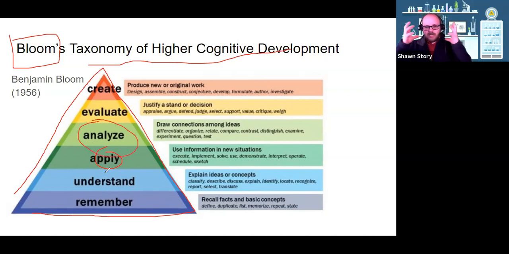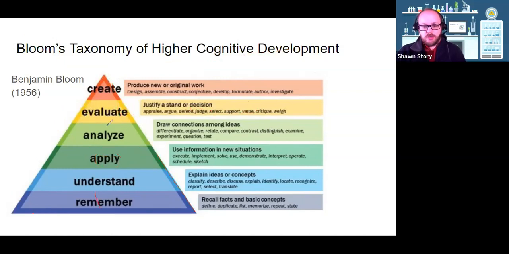Analyzing, right? Really thinking, critiquing. This is where we get into evaluating, the idea of judging information, the value of it, which one's better, why is it better? And then finally, that level of creating something new. And we go through these stages of higher cognitive development.